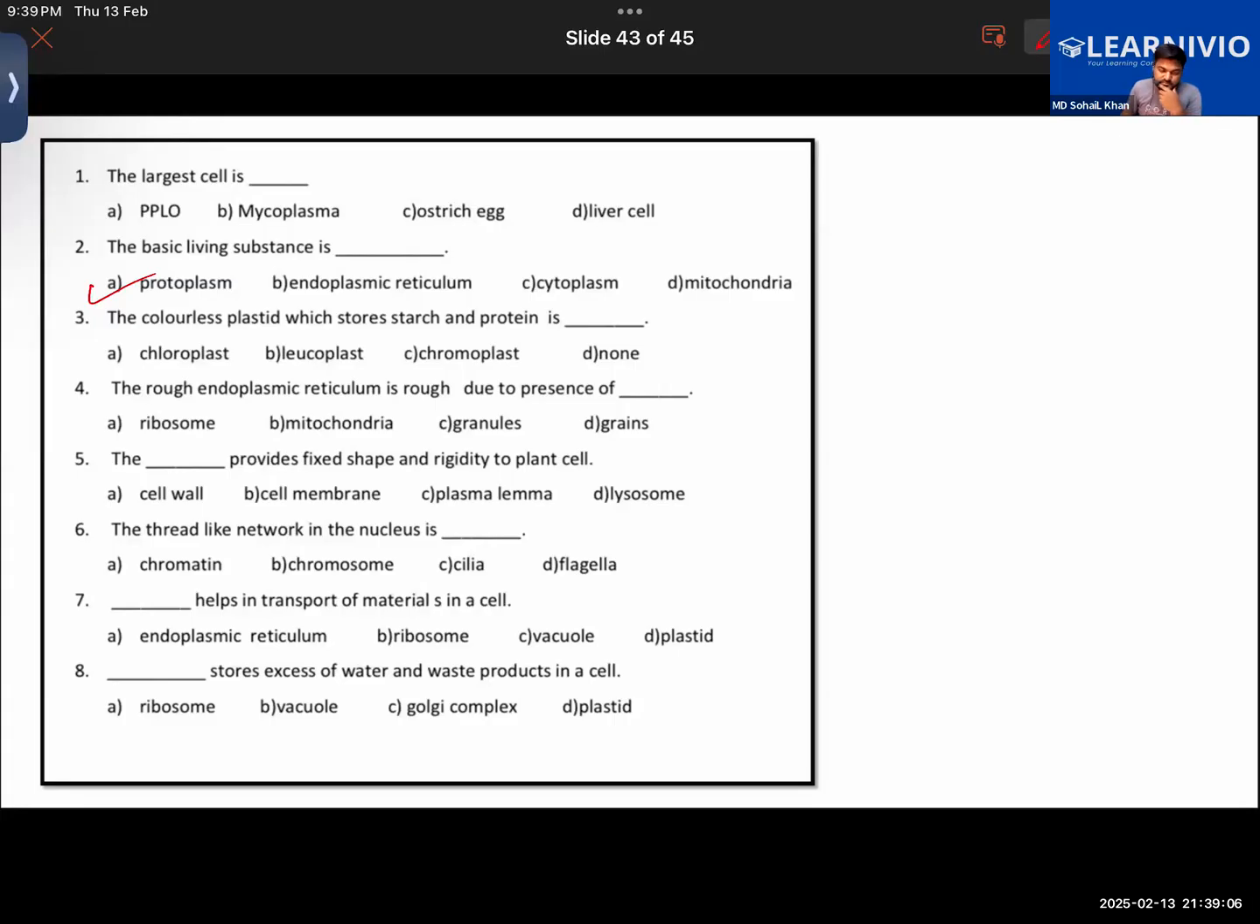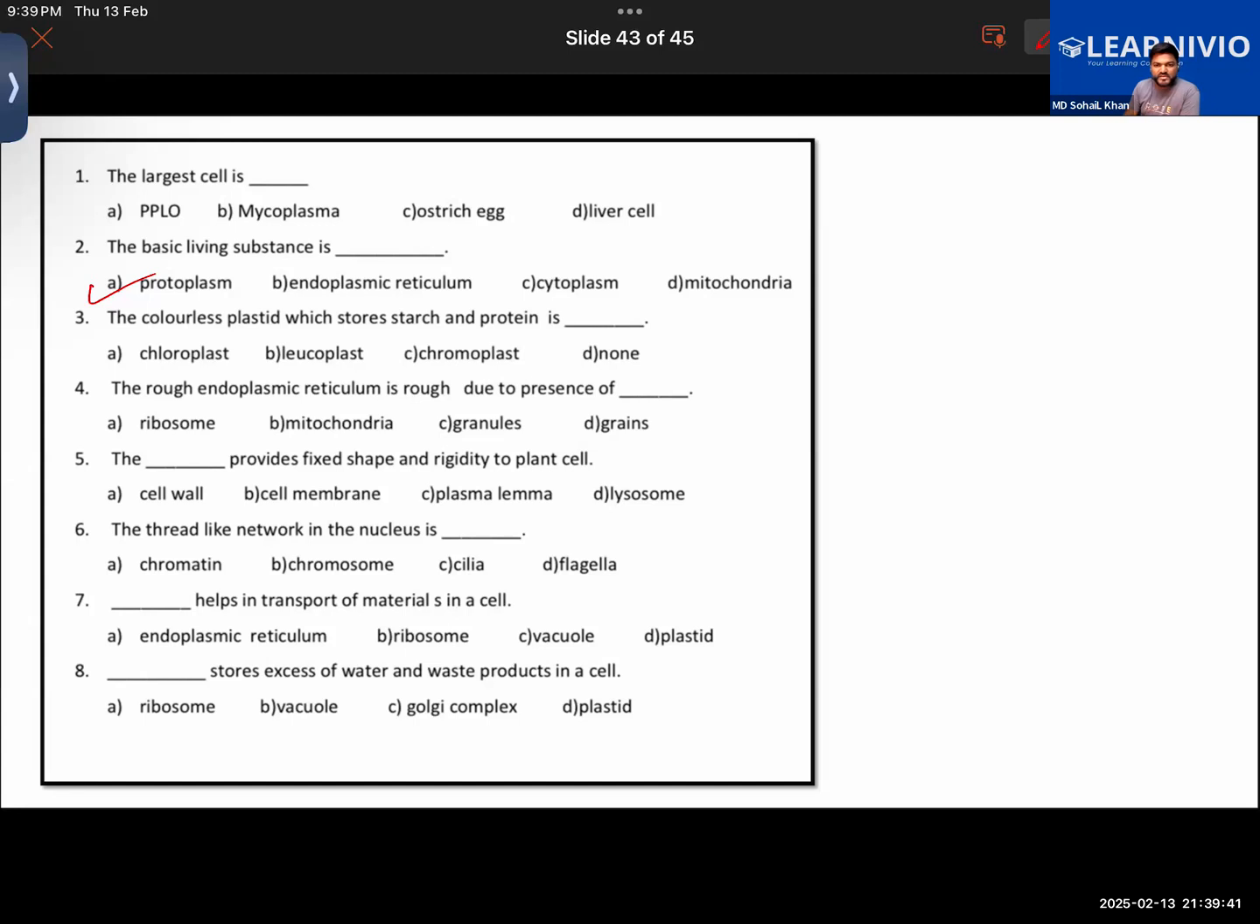Next, the leucoplast. Exactly, the colorless plastid, which stores starch and protein. So we have learned about various types of plastids. You're answering leucoplast, no? Yeah, leucoplast. Good. About the chloroplast, what do you know? Is green in color and present in plants. Okay, and it particularly contains chlorophyll, right? And as for the chromoplast, it is present in colorful flowers and gives them color.